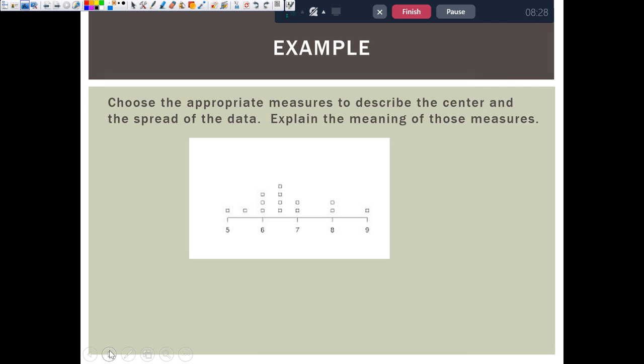Okay, so choose the appropriate measure to describe the center and spread of the data. Explain the meaning of those measures. Okay, so do I have any data that's really far away? Is there an outlier here? No, not really. All my numbers are within 5 to 9. There isn't any big spread of numbers. Maybe if these 8s weren't there, it would be positively skewed, but because they are there, it makes it symmetric, okay? So this is symmetric, and because it's symmetric, what do I have to find?